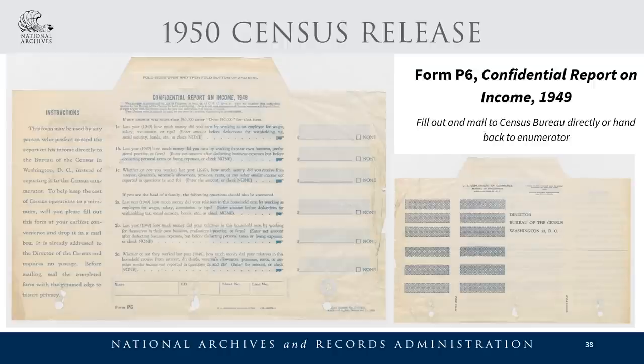At the bottom of the form, it has a space for the state, the enumeration district number, the sheet number, and the line number, so that a clerk in Washington, D.C. could take these answers and then annotate them on the form P1 when it arrived in Washington, D.C., later after the enumeration was done out in the field.